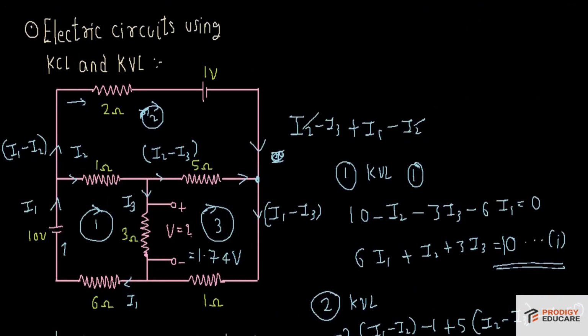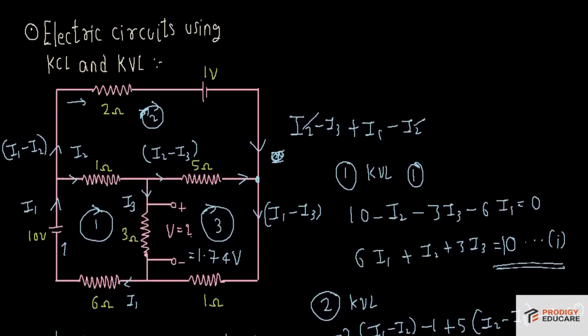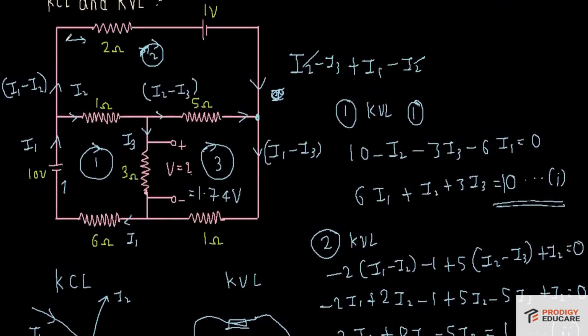I hope you liked the video and you understood how to apply these concepts for solving an electric circuit. You can also compute the branch currents by substituting the values of I1 and I2 respectively in each branch.